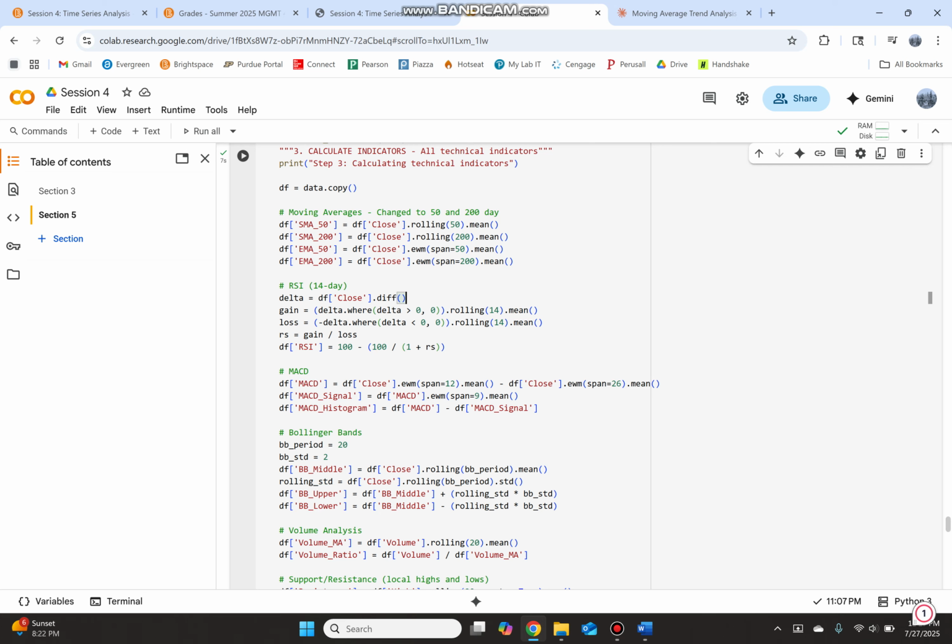Next up, we have the RSI, the relative strength index. It calculates the delta or the difference between two different close prices. And if it's above 0, which is positive, that's a gain. Where if it's below 0, it's a loss. And it'll return that as an RSI value based on the formula. Next up, we have the MACD, which is the moving average convergence divergence.